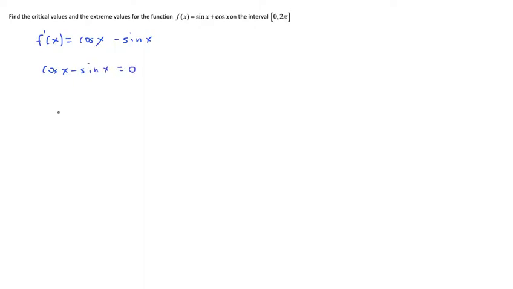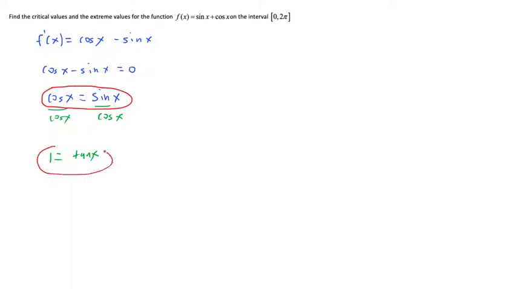Okay, there's a couple ways that we can do this. Well, let's just add the sine x to both sides. So we can find, okay, where does cosine of x equal the sine of x? So this is one way to do this. Of course, you can use a unit circle to help you with this. Another way we can do this is we can divide both sides by cosine x, for example. So what do we end up with? 1 is equal to tangent of x, right? So we can either figure out, where does cosine equal sine, or where does tangent equal 1?